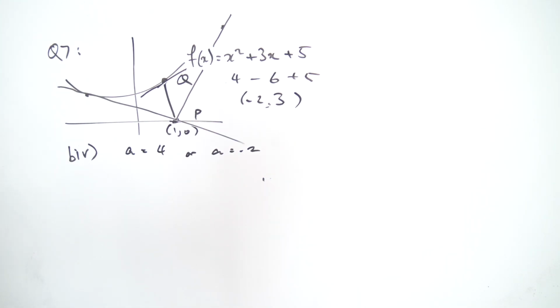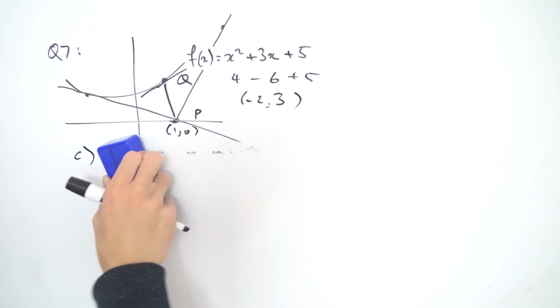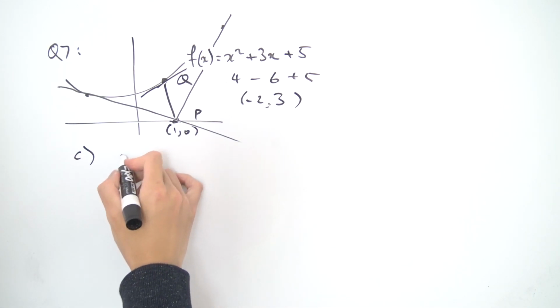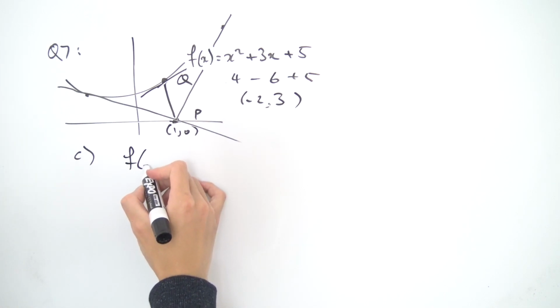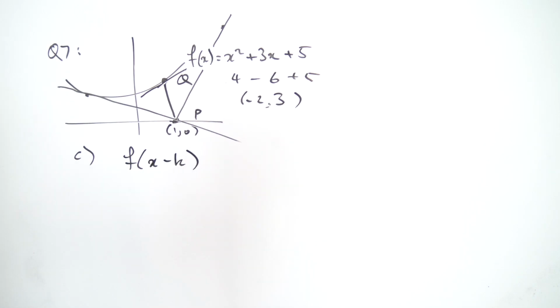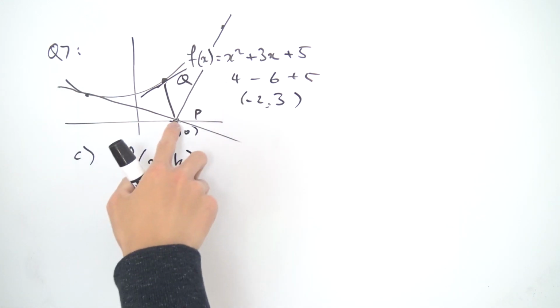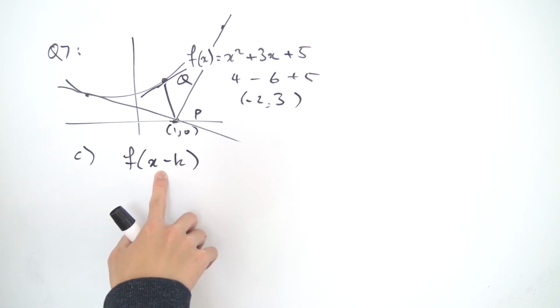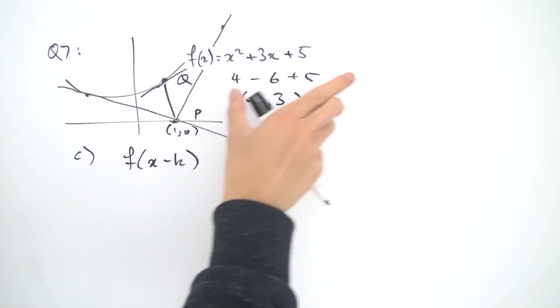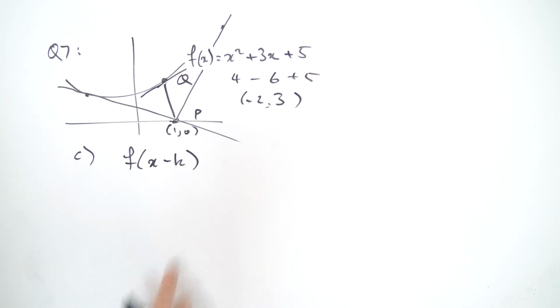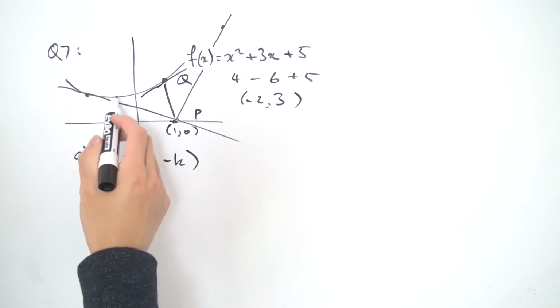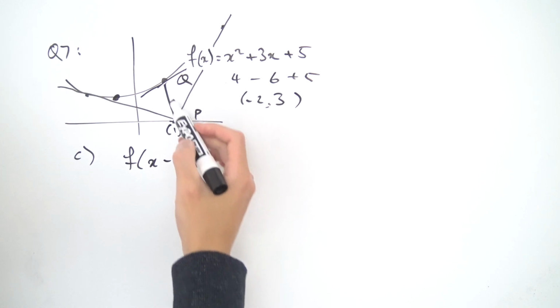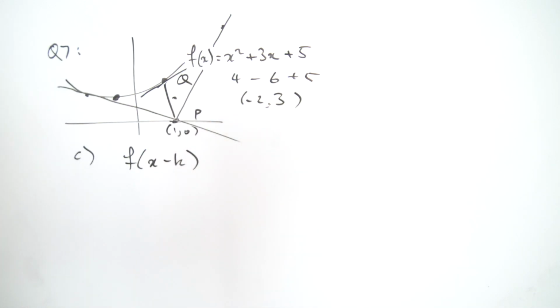And finally, for part C, we're given some kind of transformation on this function, f of x minus k, and we have to find the k value such that the distance between this function f and the point P is a minimum. And notice that this is just simply a horizontal translation, so you're translating this graph side to side. And the point P is actually on the x-axis. So your goal is the minimum value of this function to line up perfectly on top of the point P.